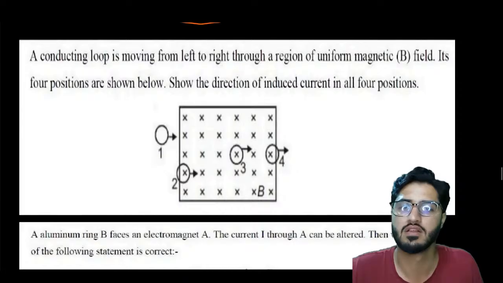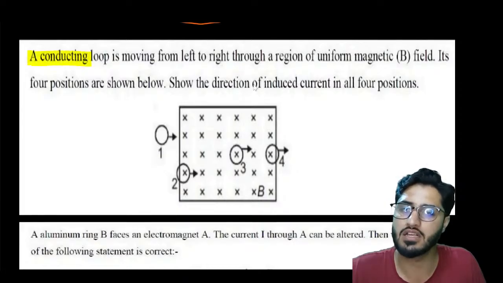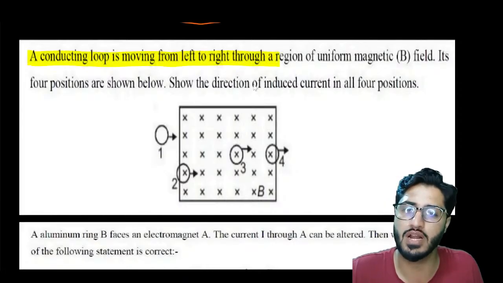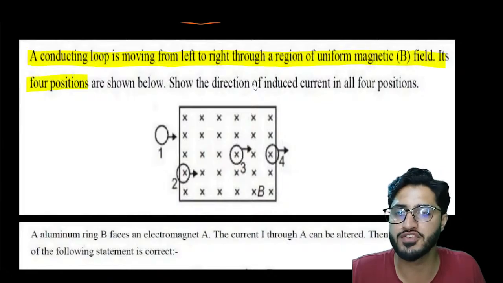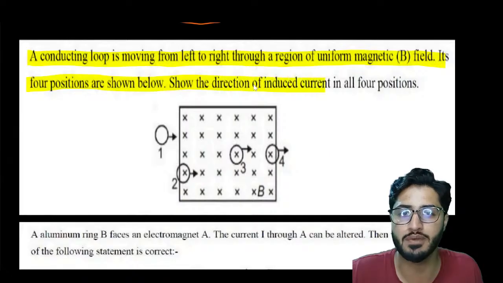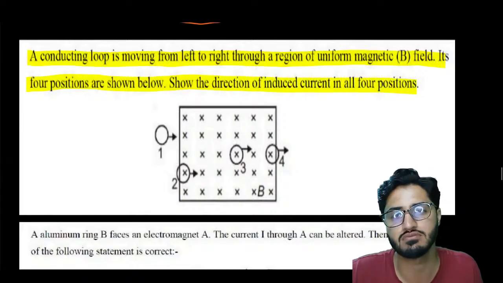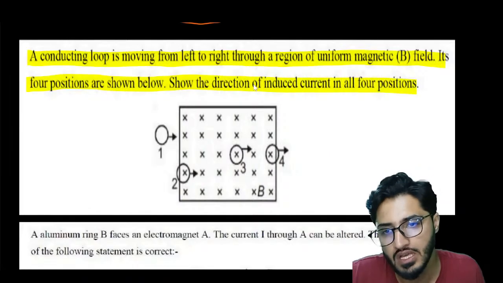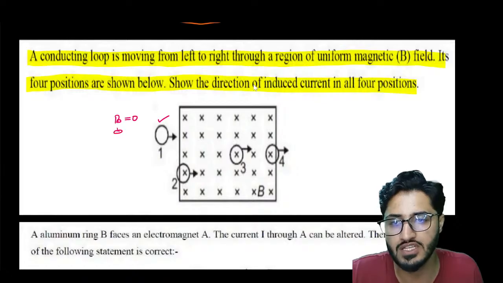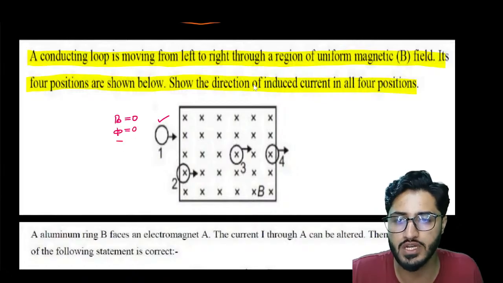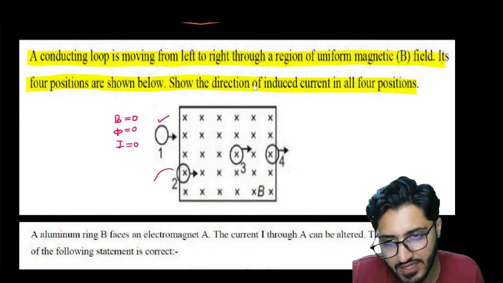Look here. A conducting loop is moving from left to right through a region of magnetic field B. Its four positions are shown below. Show the direction of induced current in all four positions. Done. Look here. If we talk about position 1, in position 1, B is 0. If B is 0, the flux will be 0. If flux is 0, the current is 0. Done first case.